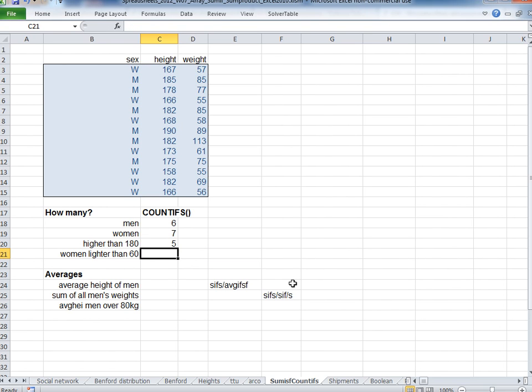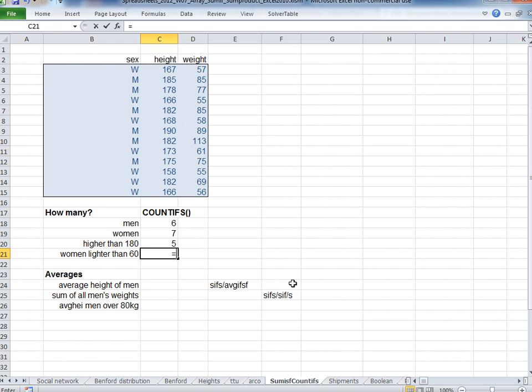Now comes something more specific. Namely, we want to know what is the number of women who are lighter than 60 kilos. And now it turns out that with COUNTIFs we can check for 2 things: whether you're a woman and whether you're lighter than 60 kilos.